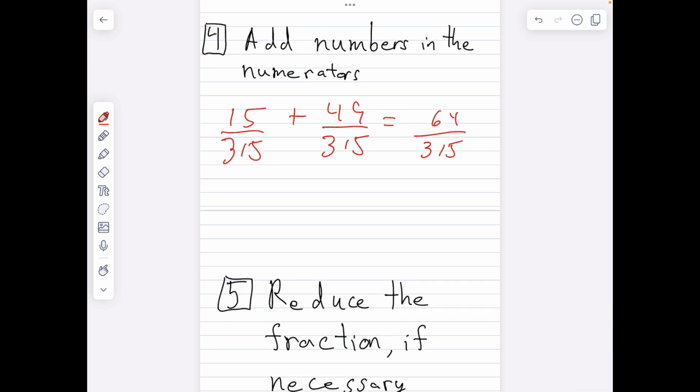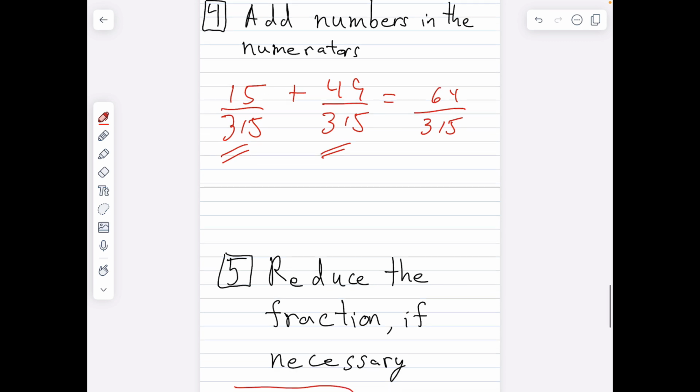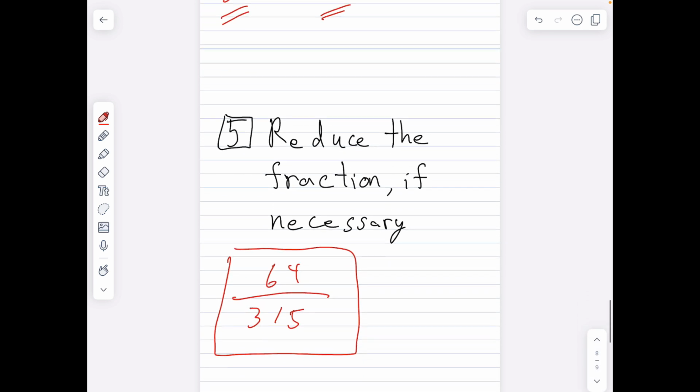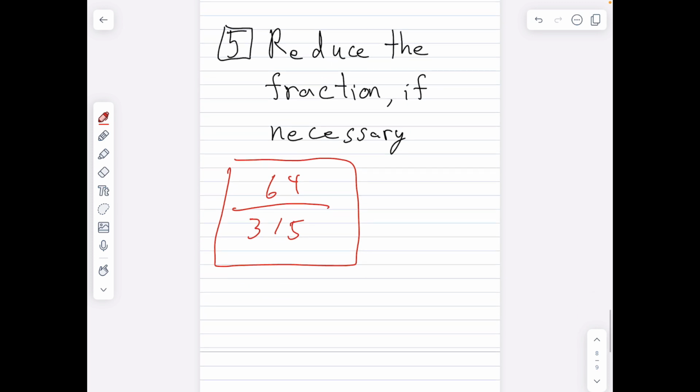And yes, when we write the common denominator, we like to write it out whole as such. And you add those numbers, you get 64 over 315, and that's it. In this case, we cannot reduce the fraction. It stays as it is.